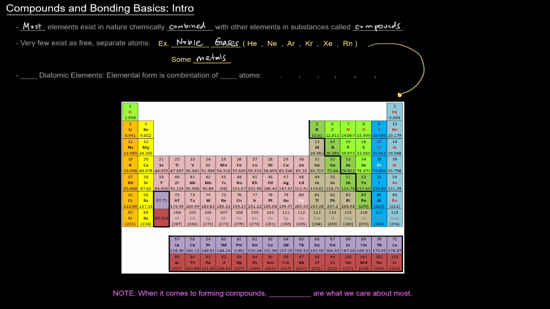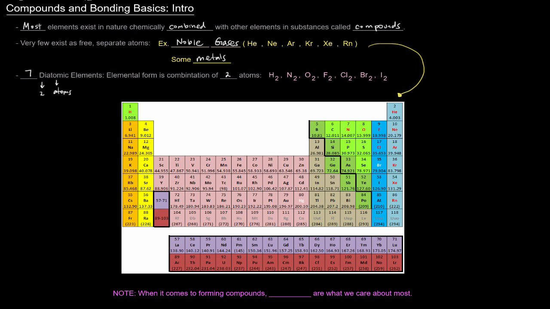There are a handful of elements that exist diatomically. I don't even know if that's a word, diatomically, but there are 7 diatomic elements. Di referring to 2, atomic referring to atoms. So basically the diatomic elements, their elemental form, the form that they exist in naturally, is a combination of 2 atoms. And you should commit these 7 to memory. They are H2, N2, O2, F2, Cl2, Br2, and I2.